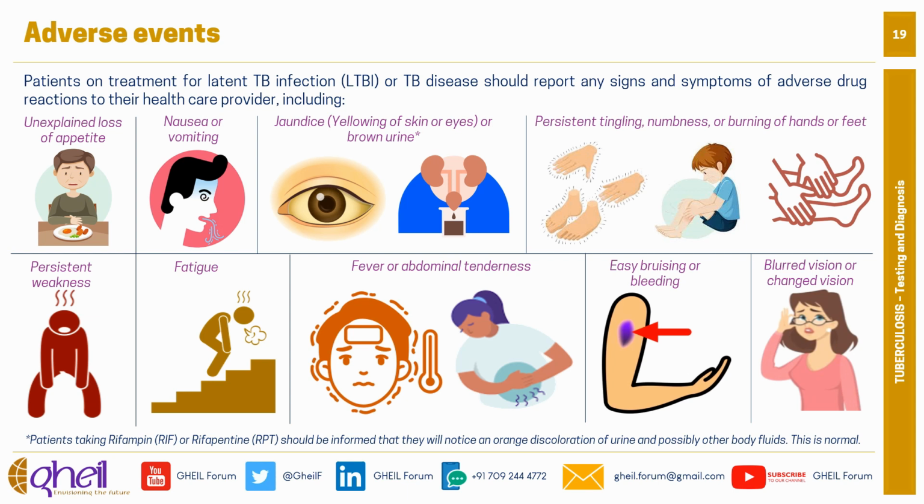Adverse events. Patients on treatment for latent TB infection, LTBI, or TB disease should report any signs and symptoms of adverse drug reactions to their healthcare provider, including unexplained loss of appetite, nausea or vomiting, brown urine*, or jaundice, that is yellowing of skin or eyes, persistent tingling, numbness, or burning of hands or feet, persistent weakness, fatigue, fever, or abdominal tenderness, easy bruising or bleeding, blurred vision or changed vision. *Patients taking rifampin, RIF, or rifapentine, RPT, should be informed that they will notice an orange discoloration of urine and possibly other body fluids. This is normal.